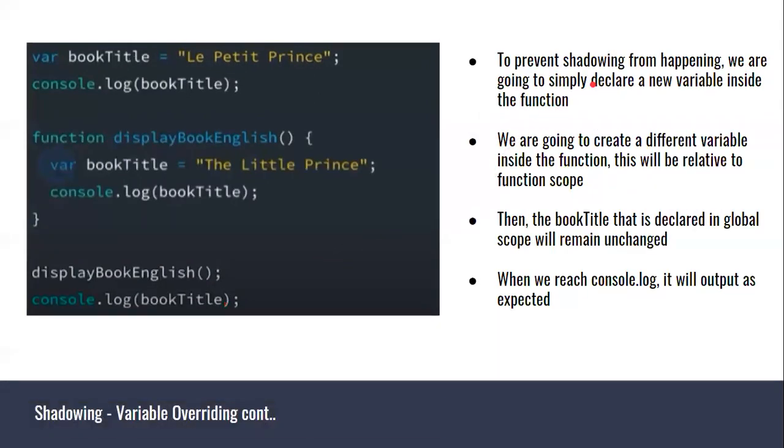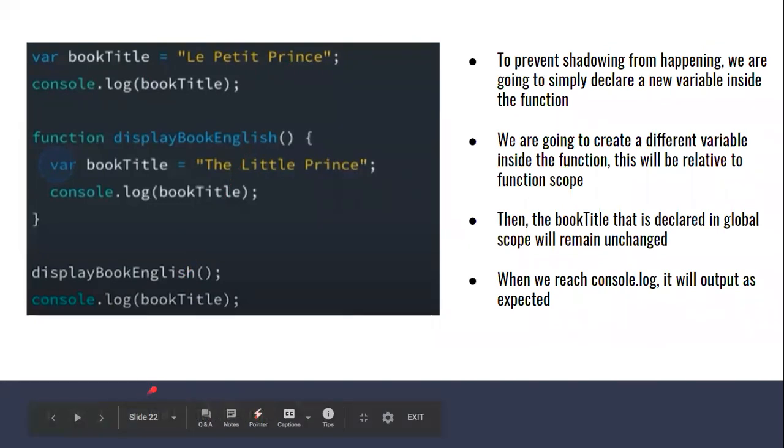So to prevent this from happening, we need to simply declare a new variable inside of the function. So this is circled right here, var, right there. We're going to create a different variable inside the scope. This will be relative to the functional scope, which is the local scope, meaning it's private to that container. It's not a public variable. Then the book title that is declared in the global scope will remain unchanged. So this will be the original value of this variable. That means it will not change. So if we console log it at the end with this protection in place, we should expect it to be the original value. So that's just a different concept.